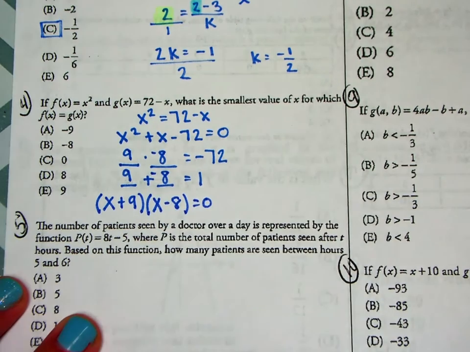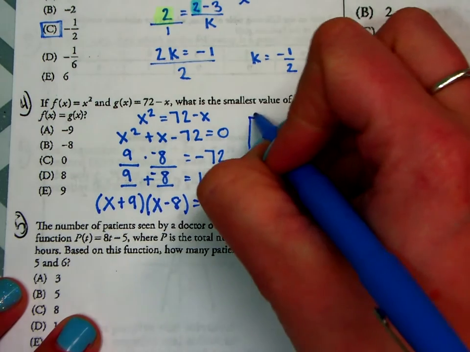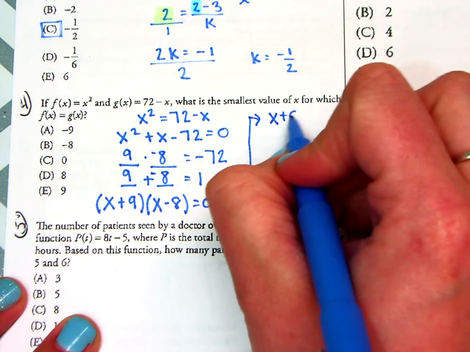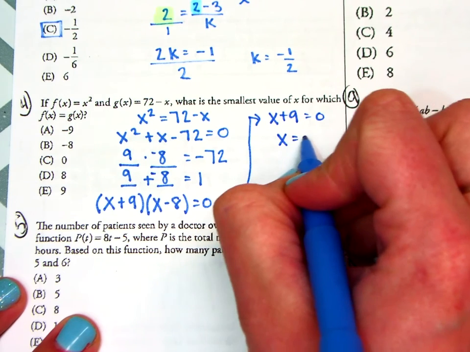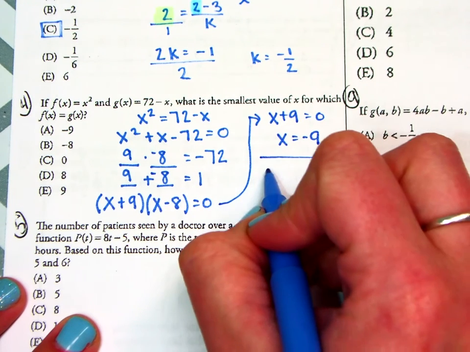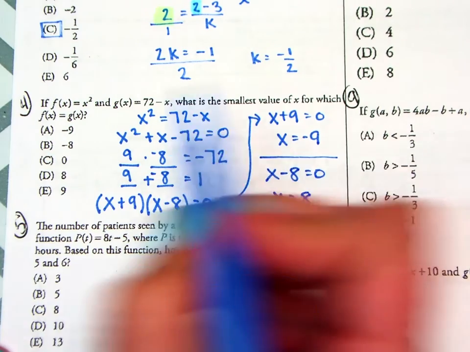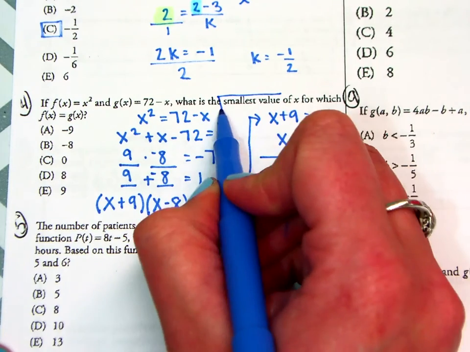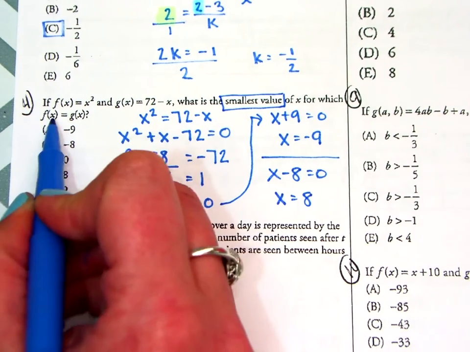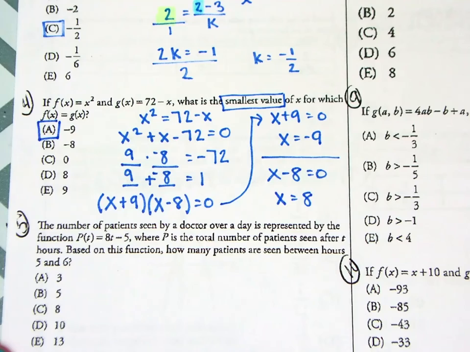So now I'm actually just going to solve these individually. So x plus 9 equals 0, so our first value is negative 9. And then I also have x minus 8 equals 0, so x equals positive 8. We're looking for the smallest value, and the smallest number is negative 9, which is option A.